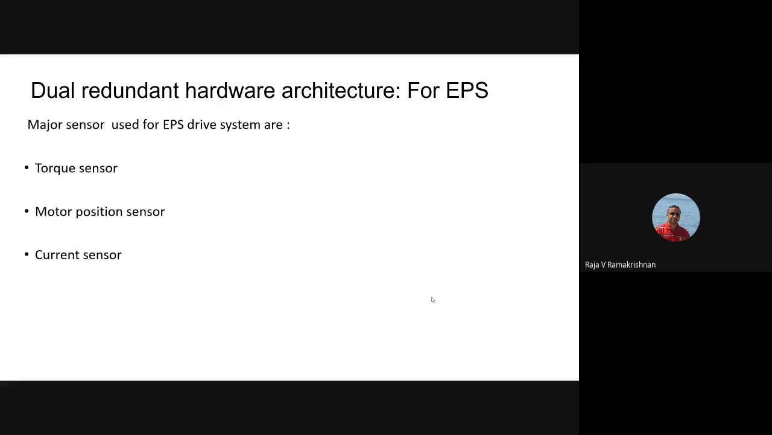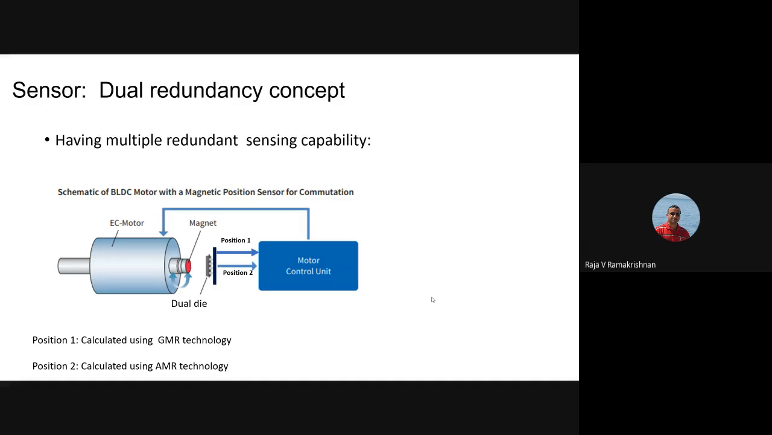Now, what do you do for sensors? I'm going to take the EPS case, where the major sensors used, as I told you before, are the torque sensor, motor position sensor, and current sensor. So we are going to look at what we are going to do for redundancy for such sensors. Taking the case of a usual sensor, what we are doing is a dual redundancy concept. That means having multiple redundant sensing capability in the system.